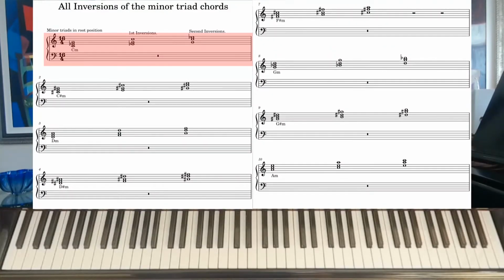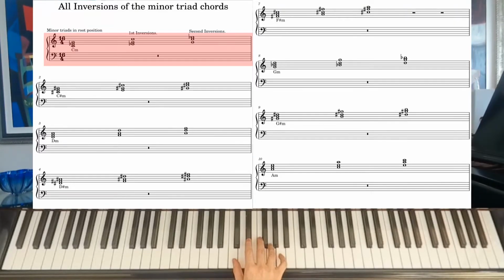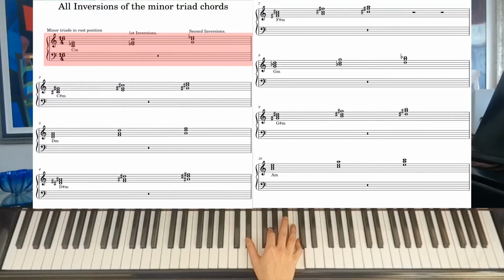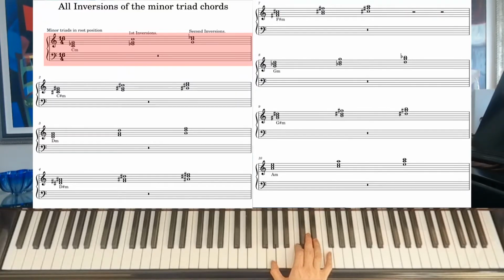Let's run through all of our minor chords now, beginning with C minor. The C minor chord has C, E flat, and G. So we'll take our root C and move it to the top. And now we have C minor first inversion. Again, we'll take the E flat, that is our new bottom note, and put it on top now, and we have C minor's second inversion.